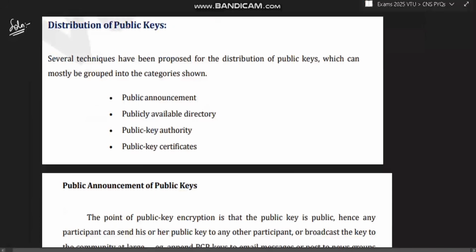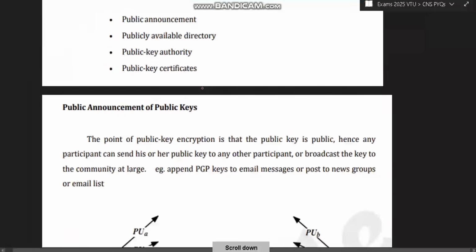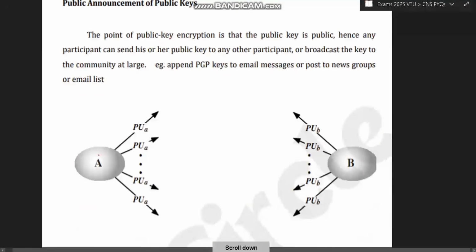Now, distribution of public keys. Actually, there are four methods. First one is public announcement. Second is publicly available directory. By the name itself, you can understand that public announcement of the public keys means A will be announcing all the public keys to everyone, and B will be announcing all the public keys to everyone, and everyone can take whichever keys they want. Hacker can also take and hack. So that is a useless method.